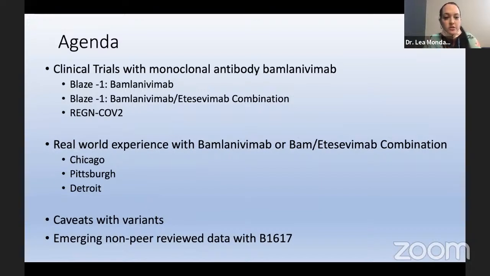So I'm going to talk just briefly about the hospitalization rates in the 3 main trials, and then real world hospitalization rates that have been seen in the US. Currently there are only 2 published papers, and then our data that we have about the real world use of these. Then I'll briefly touch on caveats with variants and emerging data about B1617, which is the variant that's currently dominant in India.